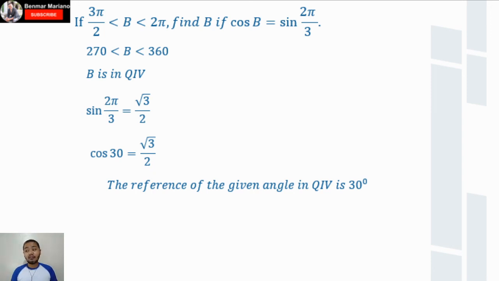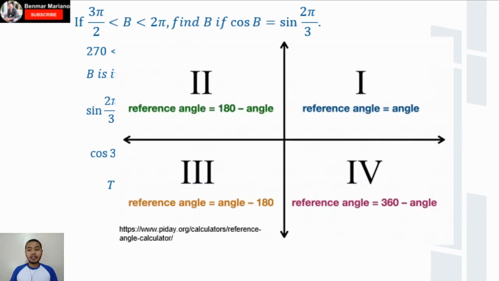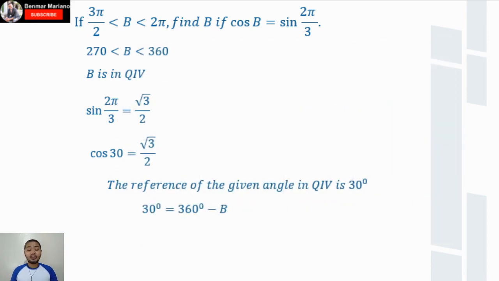So again, let me read that one. The reference angle of the given angle B in quadrant 4 is 30 degrees. Try to recall that in quadrant 4, the reference angle is 360 minus the given angle. So in that case, we will have 30 degrees equivalent to 360 degrees minus the given angle. Solving for the value of B here, B now is 330 degrees. So therefore, the value of B in this given problem is 330 degrees.